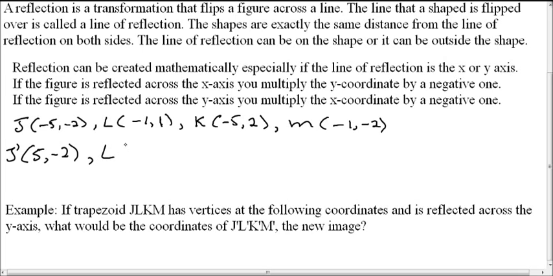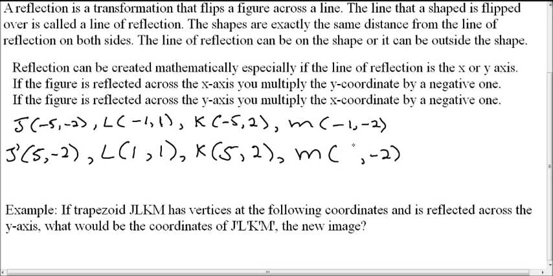So let's take a look at L. We have (-1, 1). Well, again, we're not going to touch the y. We're just going to multiply -1 by -1, or take the opposite of -1, which is +1. Okay, let's move on to K. And again, we're not going to touch the y coordinates at all. We're going to look at -5 and multiply by -1, which is going to give us the opposite of -5, which is 5. And then let's go on to M, and we see the y coordinate of -2.